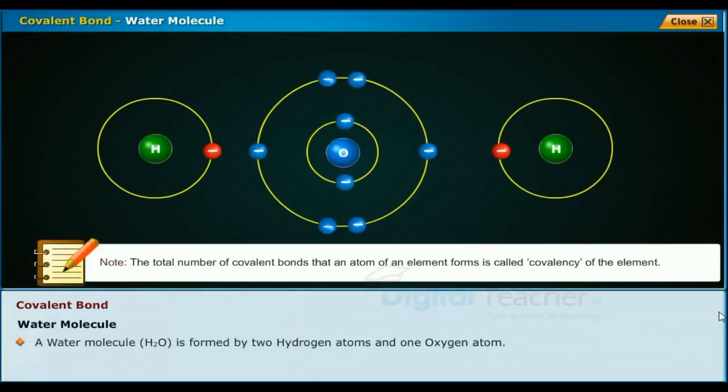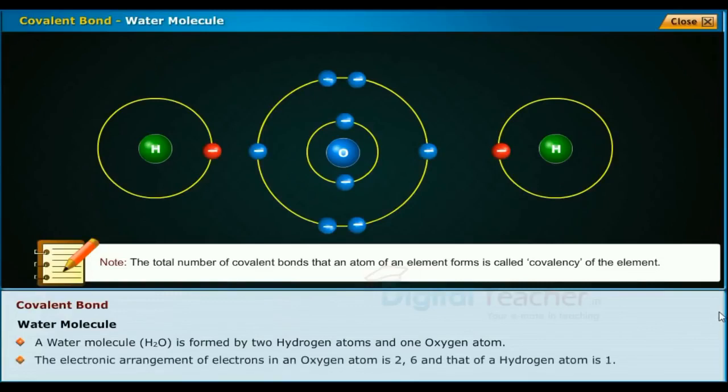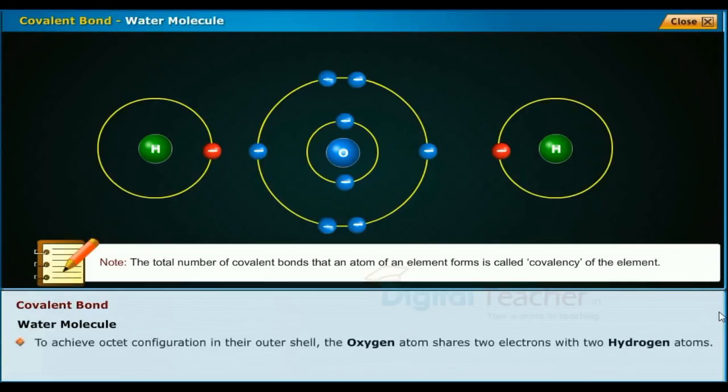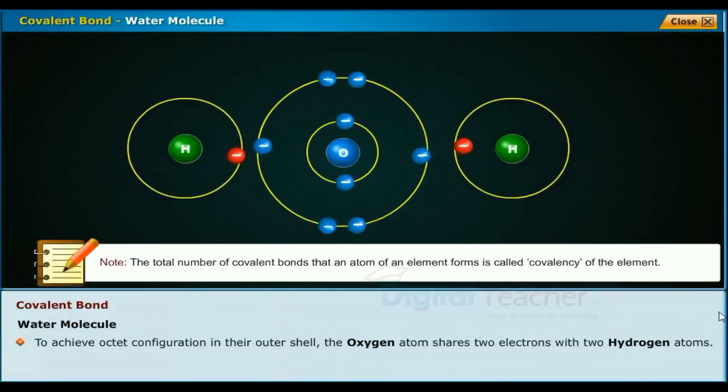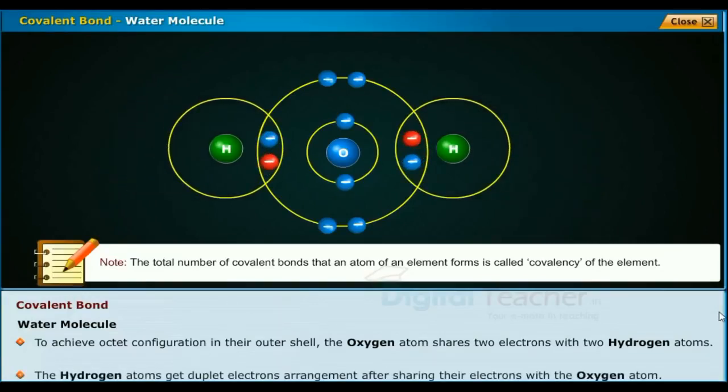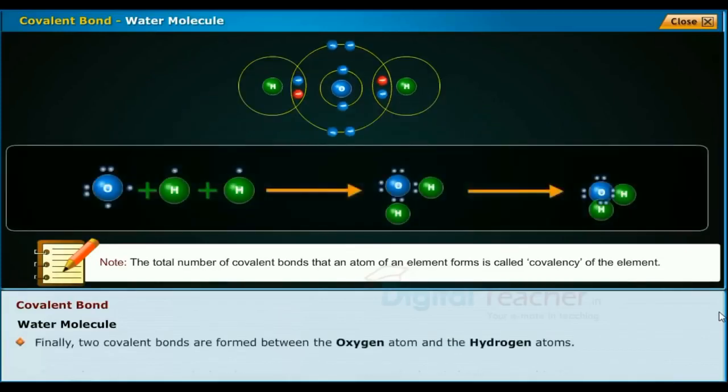Water molecule. A water molecule, H2O, is formed by 2 hydrogen atoms and 1 oxygen atom. The electronic arrangement of electrons in an oxygen atom is 2, 6 and that of a hydrogen atom is 1. To achieve octet configuration in their outer shell, the oxygen atom shares 2 electrons with 2 hydrogen atoms. The hydrogen atoms get duplet electron arrangement after sharing their electrons with the oxygen atom. Finally, 2 covalent bonds are formed between the oxygen atom and the hydrogen atoms.